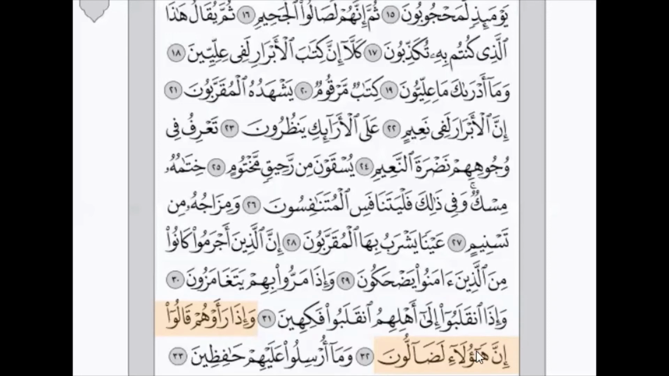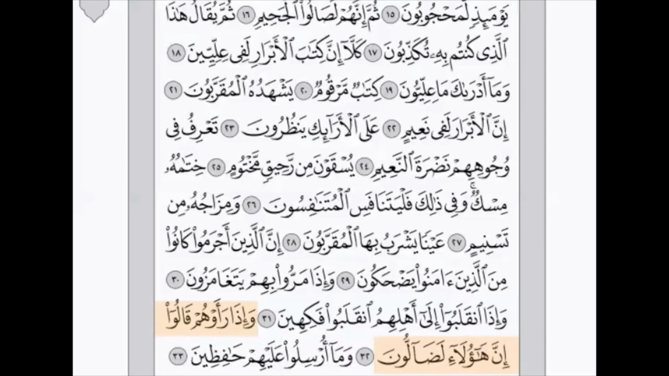I apologize. The ha here is separated, even though it's written together, just like ya ayyuha. Likewise, ha'ula'i, the ha here is a different word. It's a harf al-tanbih. That's what it's called. It's a harf that you use to call someone's attention to something.